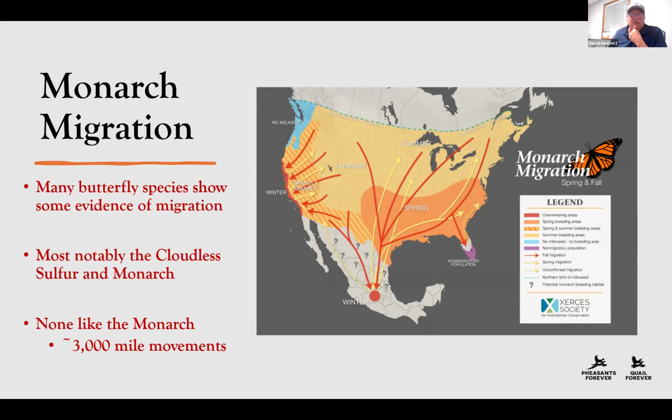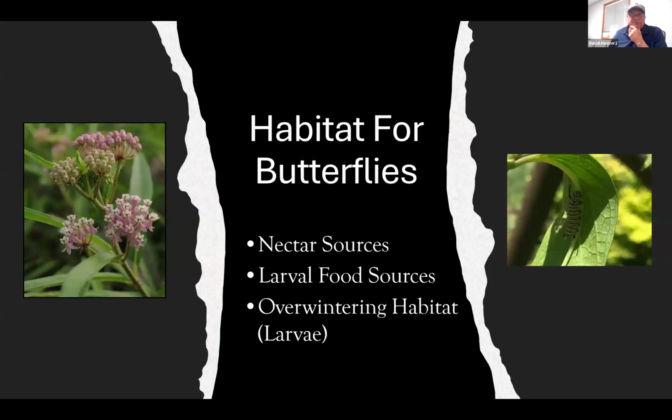The only way I can describe it. But that's the migration of the monarch. And so they're just like bees, or both honeybees and native bees. They need nectar sources, so a lot of flowers. They need overwintering habitat for their larvae.